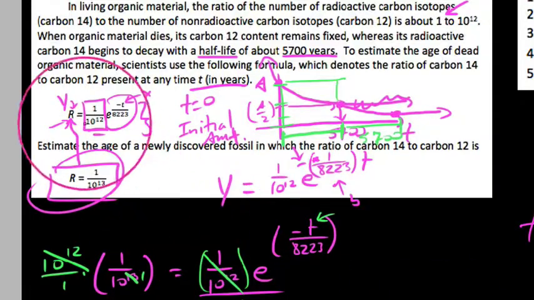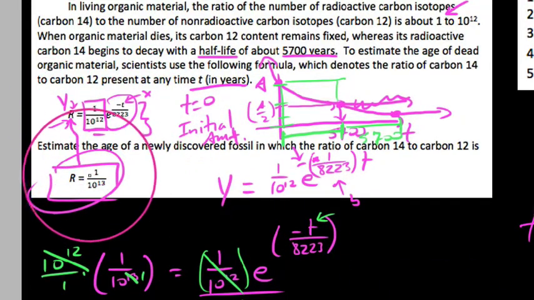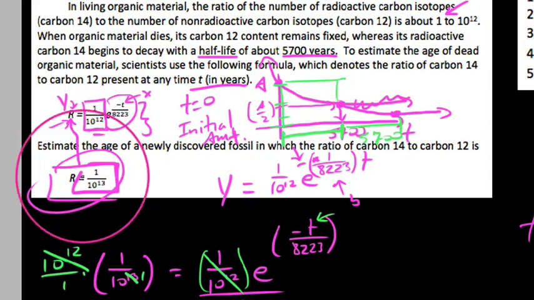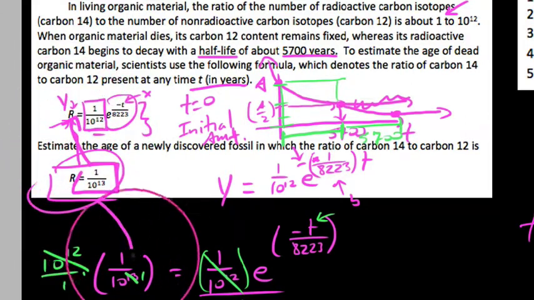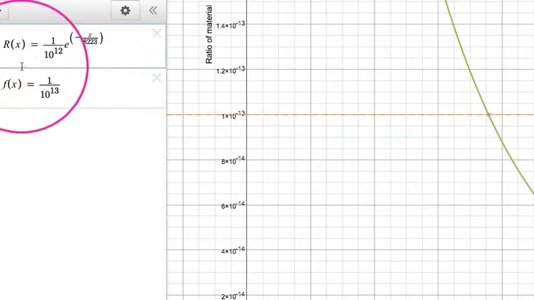This was our initial model. Let me flip back over to here. This was our initial model right here. And what I did was I substituted this value in for r right here, which would be the left side of our equation. So when I go back over to the internet, you can see that I was graphing both sides of the equation.